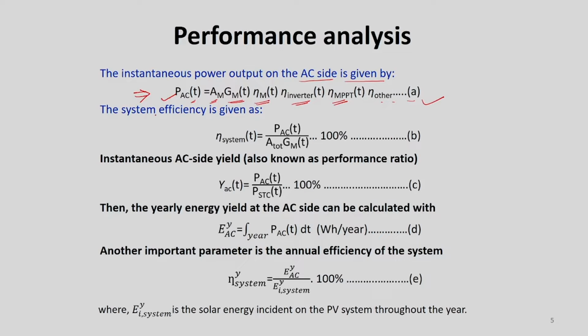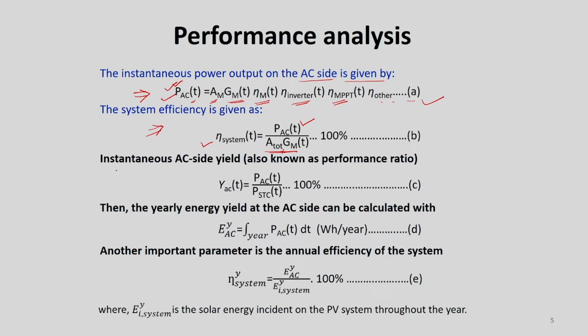If we are interested in calculating the system efficiency, then we can use this equation. If we know P_AC, that is this parameter we have calculated, and if we know the amount of radiation falling on that particular site and area, then from that we can calculate the system efficiency.